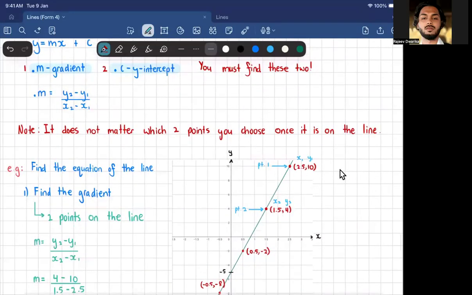Right? So this is the first thing you need to know, guys. Vanessa, in case you were wondering, it doesn't matter which 2 points you choose. It wants it on the line. And then the other thing you need to know is it does not matter which one you call.